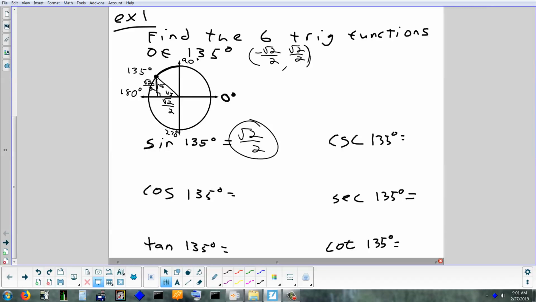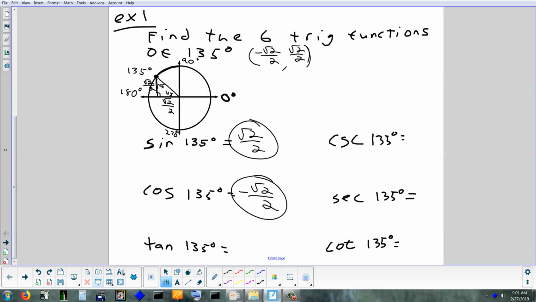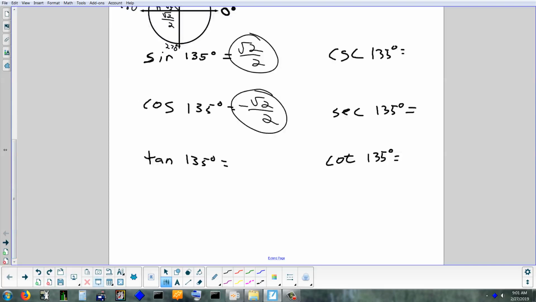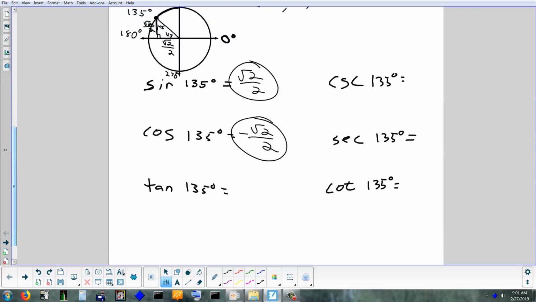Okay, Jasmine, how about my cosine? Negative root 2 over 2. Yep. So that's the cosine. And my tangent. Caitlin, what's my tangent? Negative 1, right? We're dividing two things that are the same, except one's negative. So it's like we're dividing opposites. Anytime you divide opposites, you get negative 1.